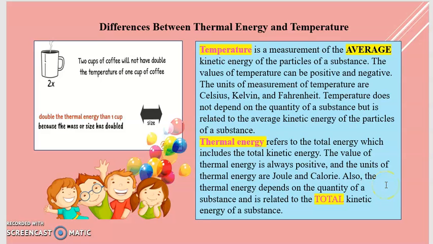Thermal energy refers to the total energy, which includes total kinetic energy. The value of thermal energy is always positive. It cannot be negative. And the units of thermal energy are joules and calories. But for temperature, the three units are Celsius, Kelvin, and Fahrenheit. And thermal energy is the total kinetic energy of a substance.